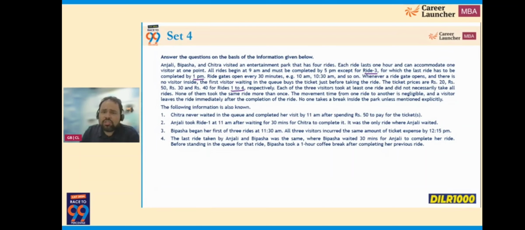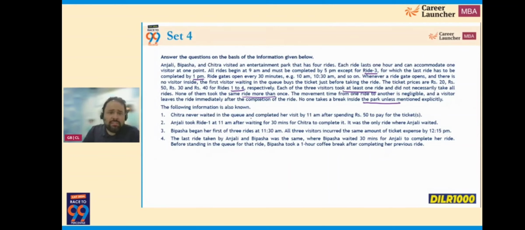Each of the three visitors took at least one ride and did not necessarily take a different ride. None of them took the same ride more than once. The movement time from one ride to another is negligible, and the visitor leaves the ride immediately after completion of the ride. No one takes a break inside the park unless mentioned explicitly. So no one will take a break.